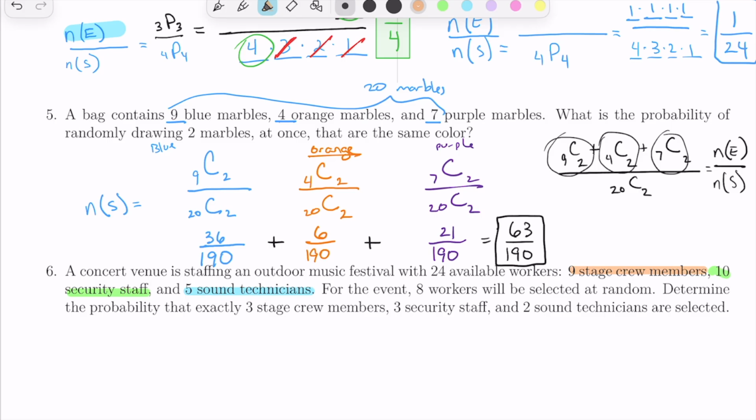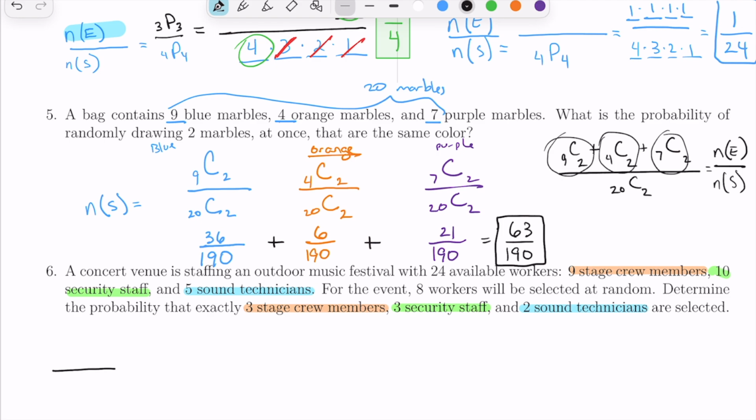Determine the probability that exactly 3 people chosen are stage crew members, that they end up with 3 security staff, and that they end up with 2 sound techs. So that's what we want to happen. And this is a just for fun situation.